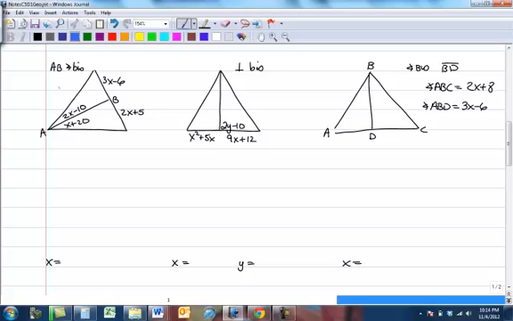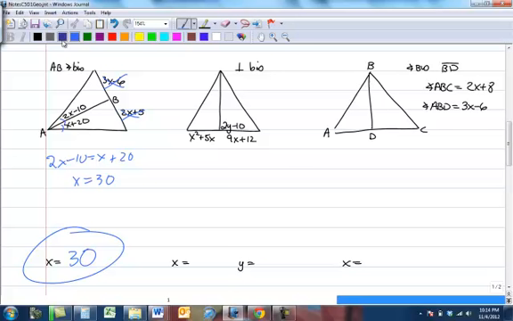All right, so this first one, AB is an angle bisector. This is a distractor. This doesn't mean anything. Angle bisector means that this is congruent to this. So you got 2x minus 10 is x plus 20. X is 30. X is 30 for the first one.